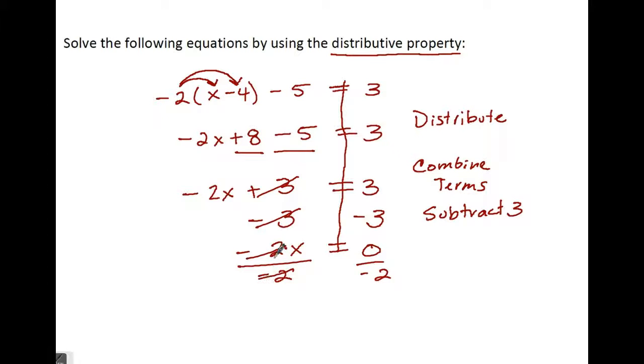Either way, this is still going to give us x equal to 0 divided by negative 2, which is going to give us 0, so the answer is 0. So this last part was to do a division by negative 2. Again, what you want to do is check your answer. So you want to go ahead and plug that 0 here, and confirm that this is going to equal a value of 3.